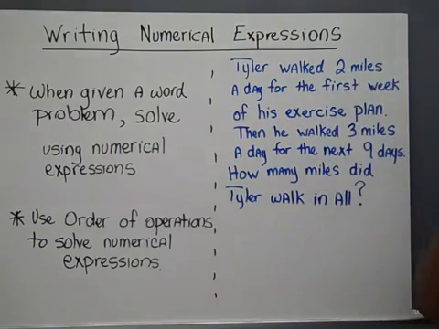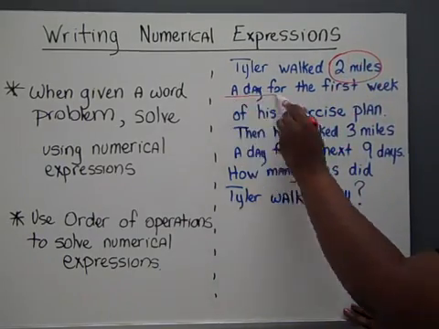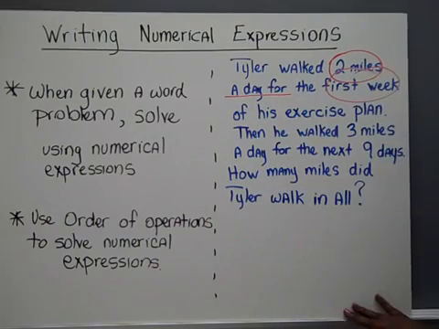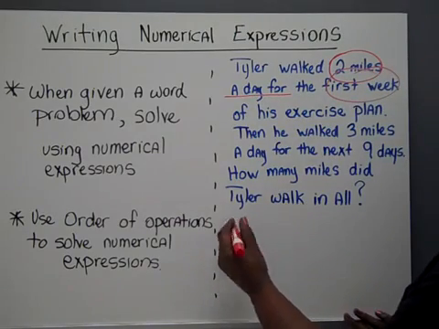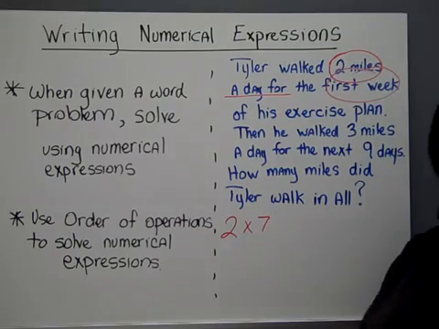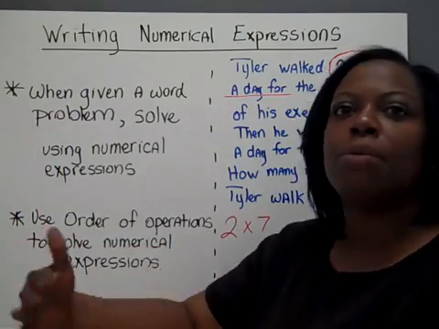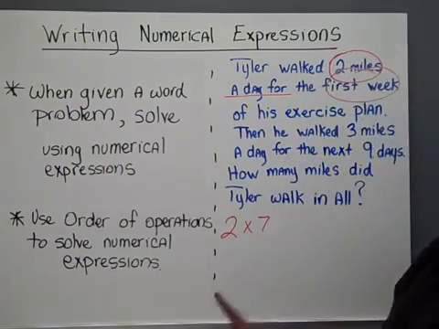For example, Tyler walked 2 miles a day for the first week of his exercise plan. Then he walked 3 miles a day for the next 9 days. How many miles did he walk in all? Well, in this word problem, they give us some key words. First, they tell us that he walked 2 miles a day for a week. That would tell me that he walked 2 miles 7 days. So for each day, he walked the same amount. That would be repeated addition, also known as multiplication.